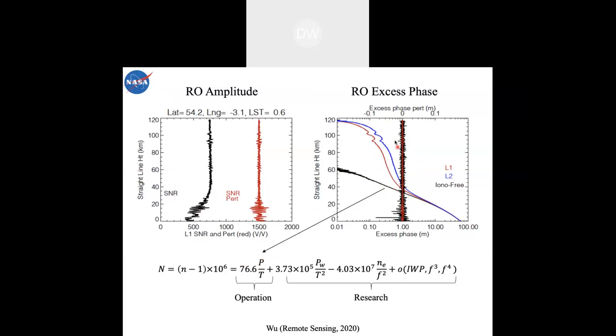You can correct the ionosphere and leave the neutral atmosphere, and get the temperature and the water vapor lower down. I just roughly point out this is a very mature product, and the rest of them are still doing research. People are figuring out what the residual error is and how good the quality is. So that's the level 1 data.